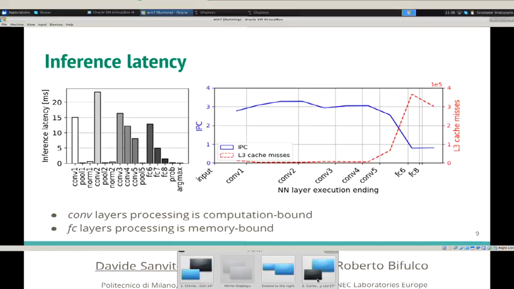In particular, we can observe that in the first part of the inference, the one related to the convolutional part, the IPC is very high. So you can conclude that the processing of the convolutional layers is computation bound. In the second part, the fully connected section, we can see that IPC drops to around 1. It is motivated by the very high number of stalled cycles, which is due to the very high number of parameters which have to be loaded into the cache. So we can observe that fully connected layers are characterized by an opposite behavior. So this processing is memory bound.